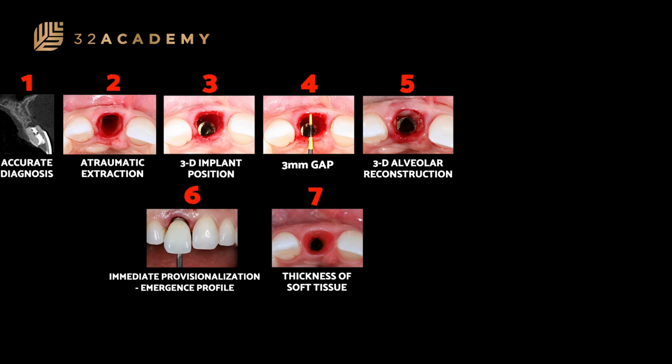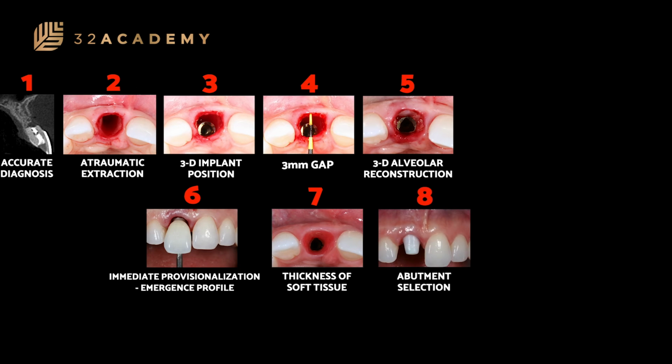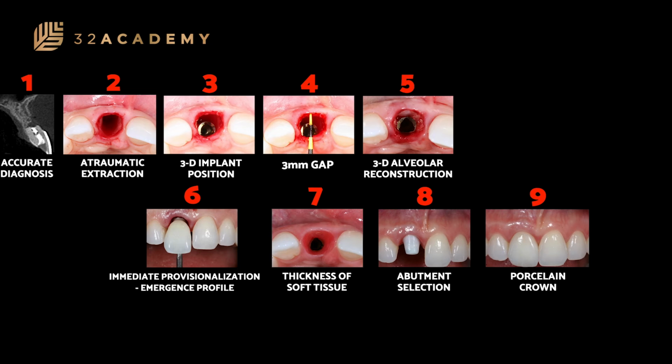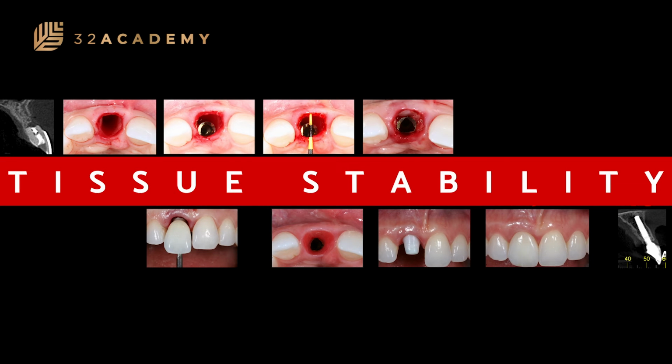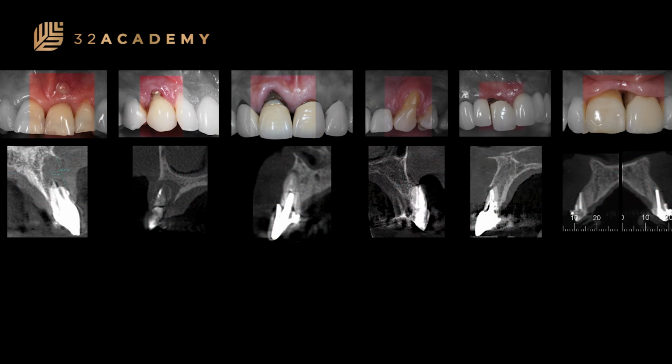Number 7, the thickness of soft tissue. Number 8, the selection of the appropriate abutment, zirconia abutment. Number 9, the final porcelain restoration, and the last but not the least important is the thickness of the buccal wall. This is what we are looking for to have tissue stability. This is what the patients are really looking for when they come to us in order to manage compromised sockets.